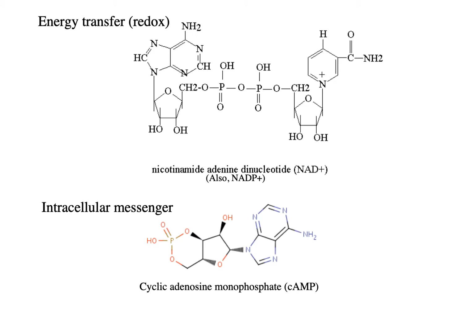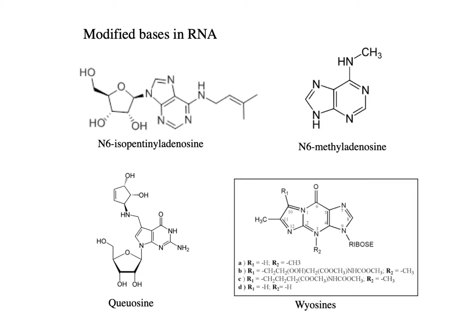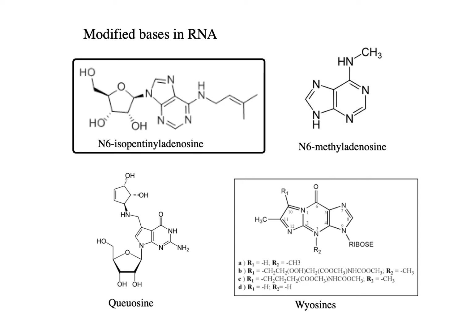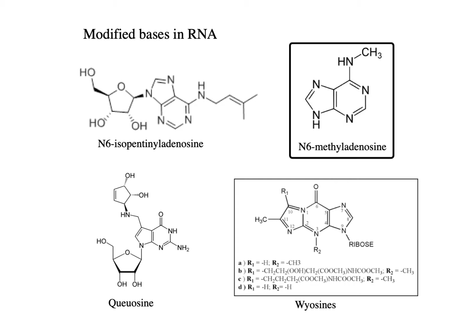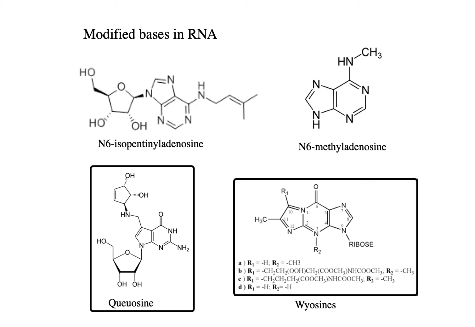And another one that isn't shown here is ATP, the one that transfers phosphate groups and high energy in a lot of different reactions in a cell. ATP is an RNA molecule. RNAs contain not only A, G, C, and U, but they contain many other bases. One here is N6-isopentenyl adenosine, 6-methyl-adenosine, queuosine, and others here.